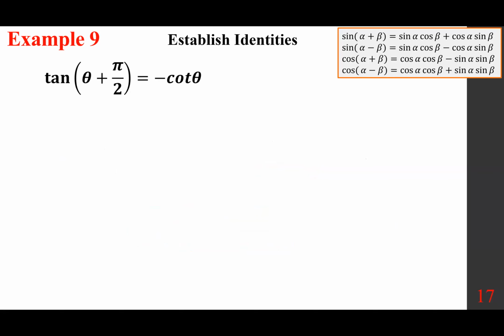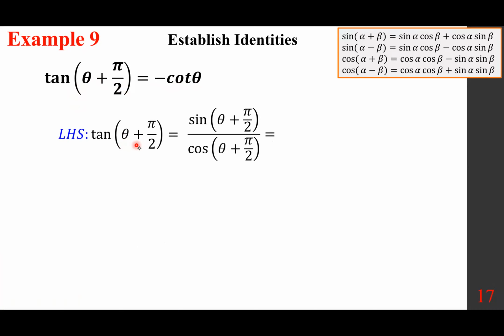Again, tan of theta plus pi over 2 equals minus cotangent theta. We are going to start with the more complicated side, namely the left-hand side. We're going to expand that using the tan formula, using the fact that it's sine over cosine. So it's sine of theta plus pi over 2 over cosine of theta plus pi over 2.